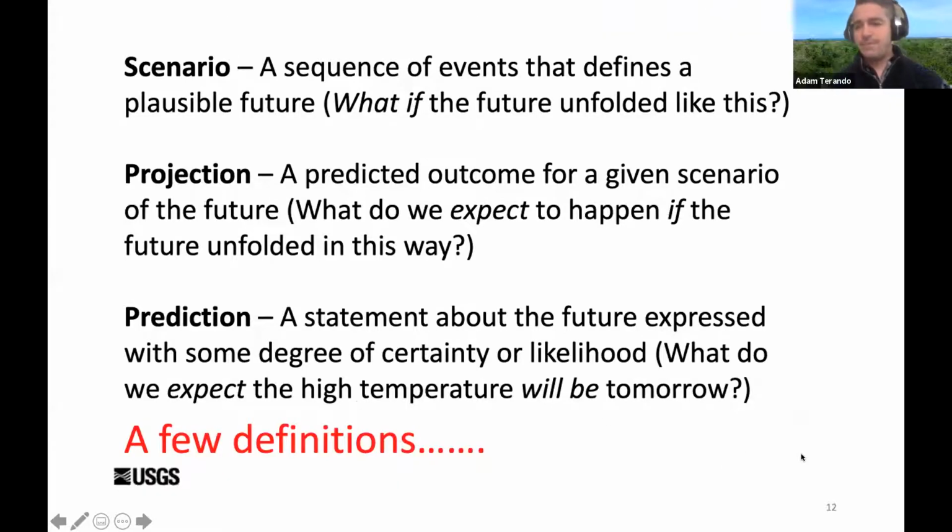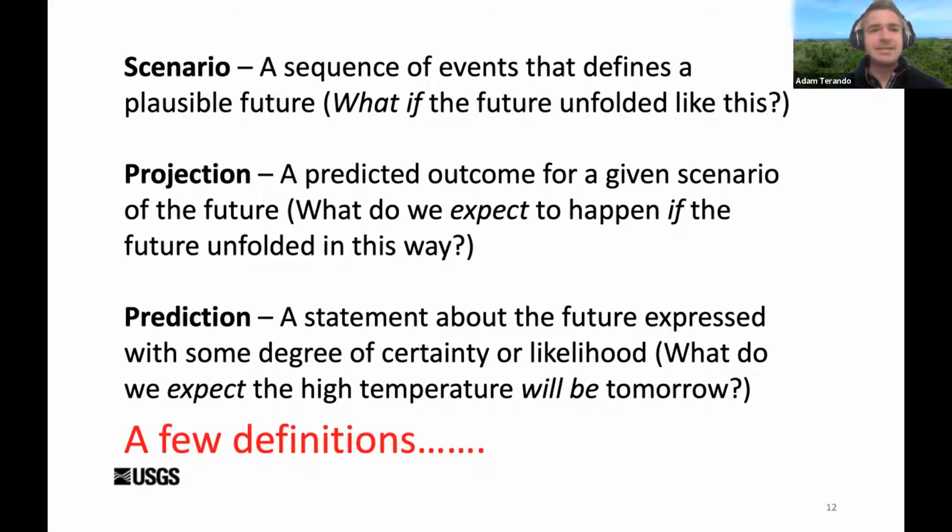Okay, so before we go further, just a few definitions here. These are things that are going to come up a lot in the talk. There's really three things I just want to mention: scenario, projection, and prediction. We like to differentiate between those three things when we're talking about climate models and how we use them in decision making. So, a scenario is just a sequence of events that defines a plausible future.